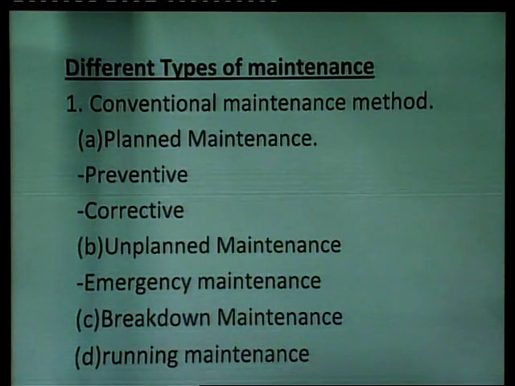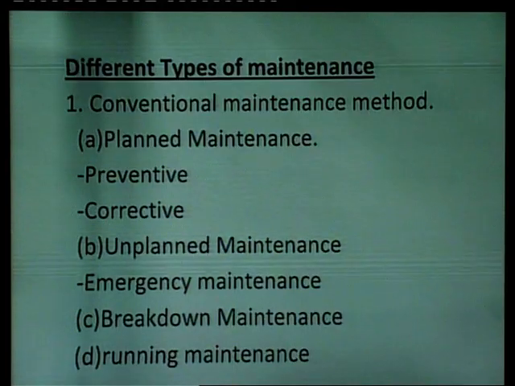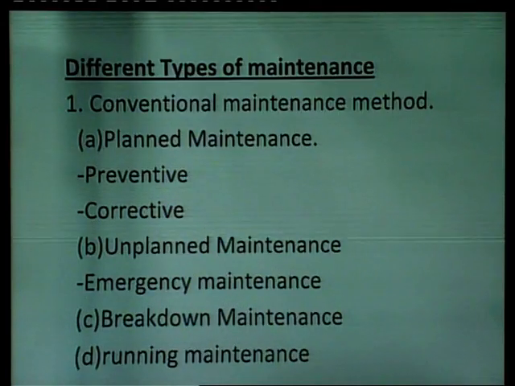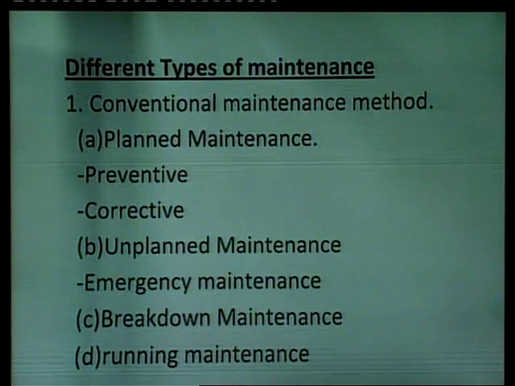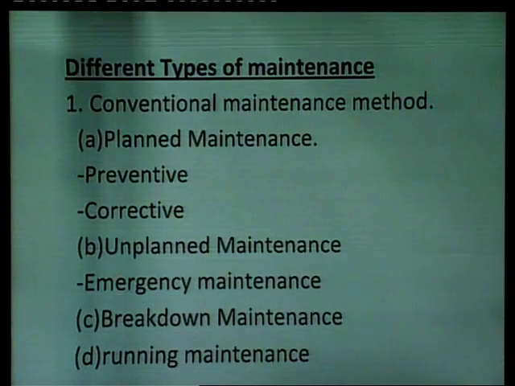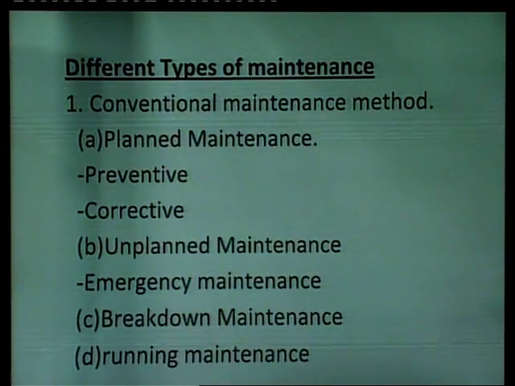So conventional maintenance method is further divided into two parts: planned maintenance and unplanned maintenance method. The second one is non-conventional maintenance method. Non-conventional maintenance method is the latest approach toward maintenance work. With the advancement of technology in the industry and maintenance facilities, it is mostly used where the most modern machines and equipment are being used to produce products in the industry.